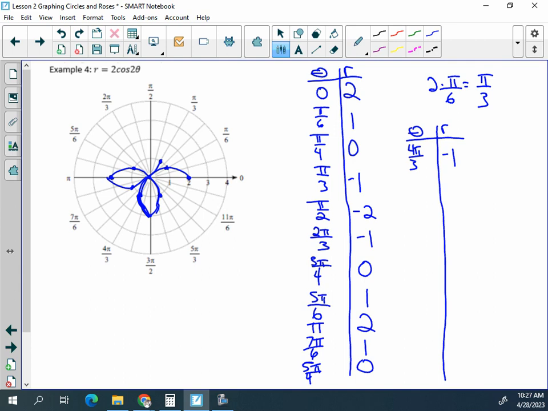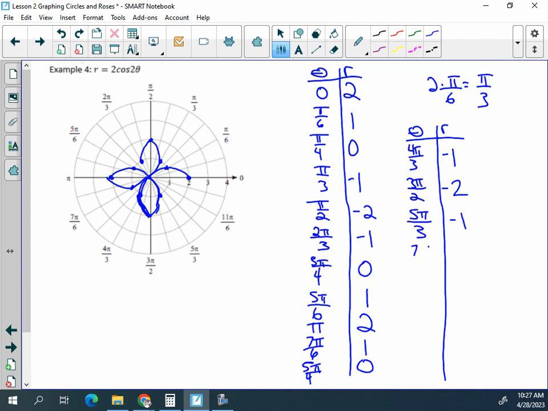And then our next angle would be 3 pi over 2. Multiply that by 2, it becomes just 3 pi. Cosine of 3 pi is -1, so we get -2, which will put us up here. Okay, and then we've got 5 pi over 3. Multiply that by 2, it's 10 pi over 3. That's going to put us in the third quadrant where your x value is negative. -1/2 specifically times 2 is -1. So at 5 pi over 3, we're going to reflect over, so we're over here.